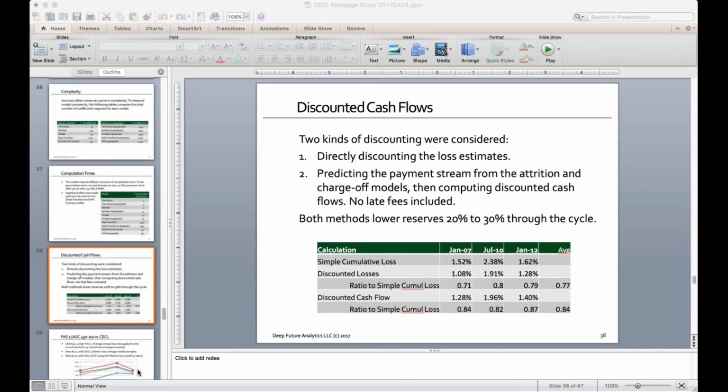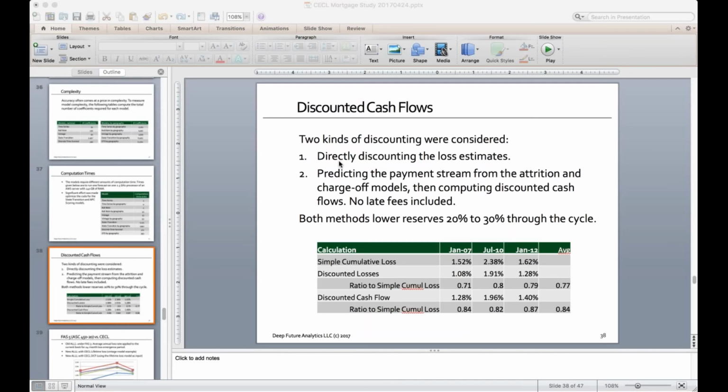That is one approach. Now, the theory of time value of money could be used directly on the losses rather than doing a payment calculation first. So the first thing we're showing, option number one, is just directly discounting the loss estimates with the effective interest rate. The second one is where you do the discounted cash flow based on payments.